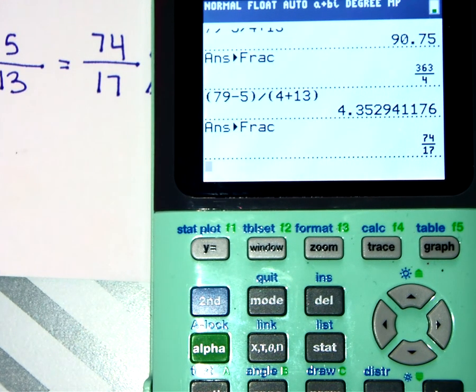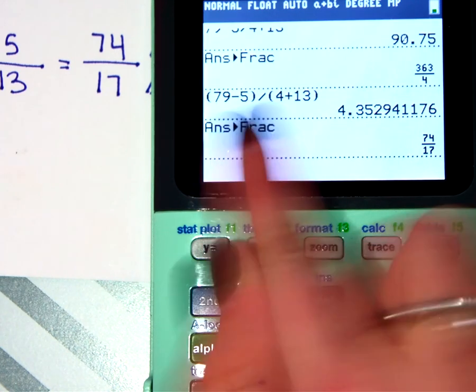So just be mindful, your calculator is smart, but it's not smarter than you. You have to actually tell it what to do. Grouping symbols matter.